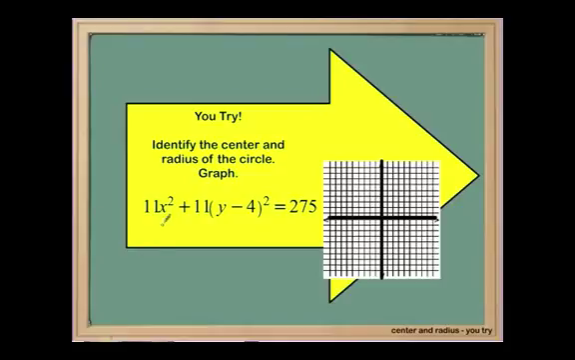What you should have done was your center, you should have ended up with the point (0, 4). Your radius, you should have ended up with 5. When you came over here to graph, your circle should have looked like this, and your center should have been at that point (0, 4), and then you should have gone 5 to the right, 5 to the left, 5 up, and 5 down. Hope you did great.